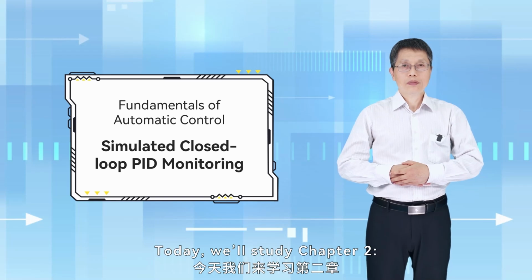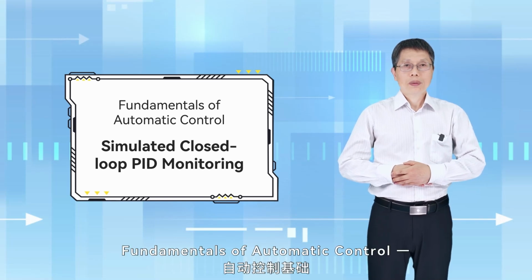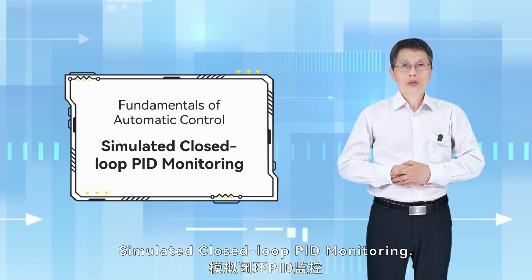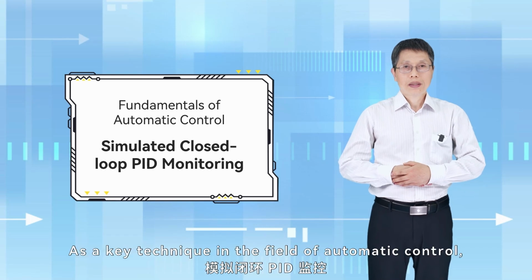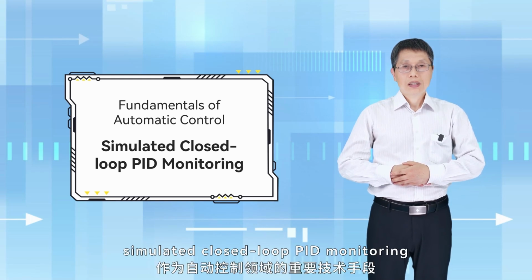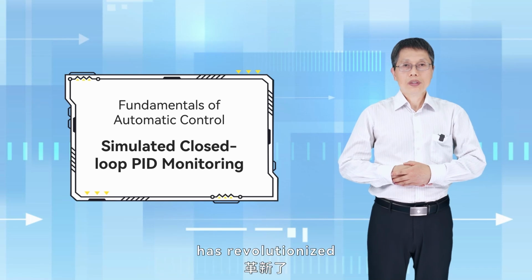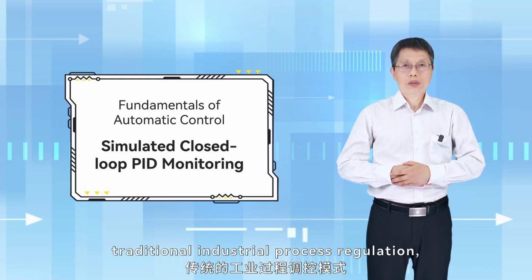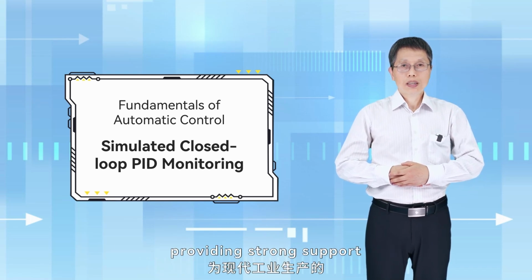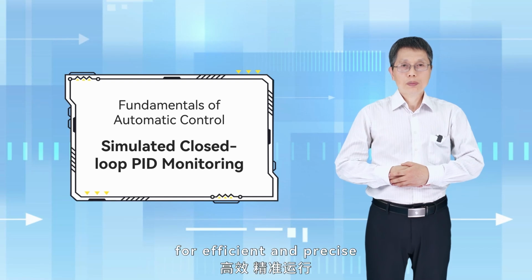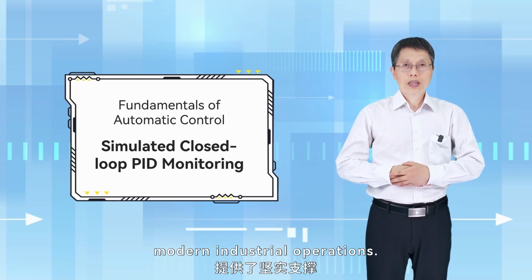Today we'll study Chapter 2, Fundamentals of Automatic Control, Simulated Closed-Loop PID Monitoring. As a key technique in the field of automatic control, simulated closed-loop PID monitoring has revolutionized traditional industrial process regulation, providing strong support for efficient and precise modern industrial operations.